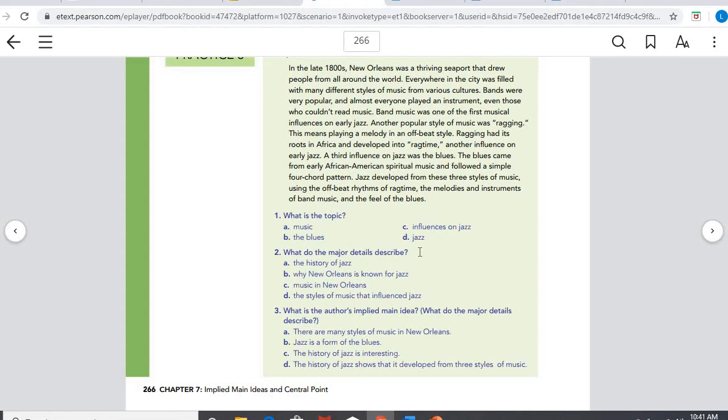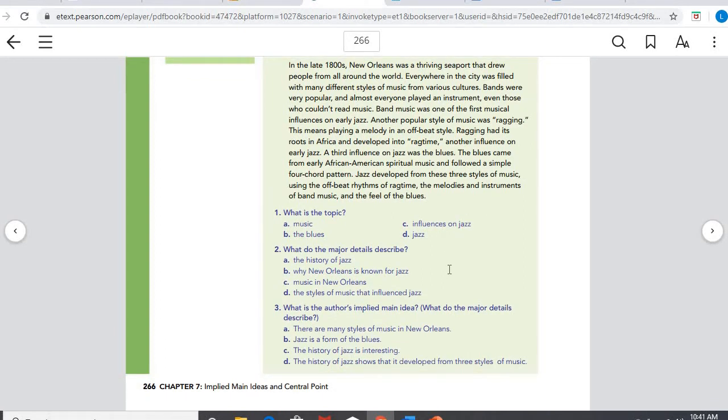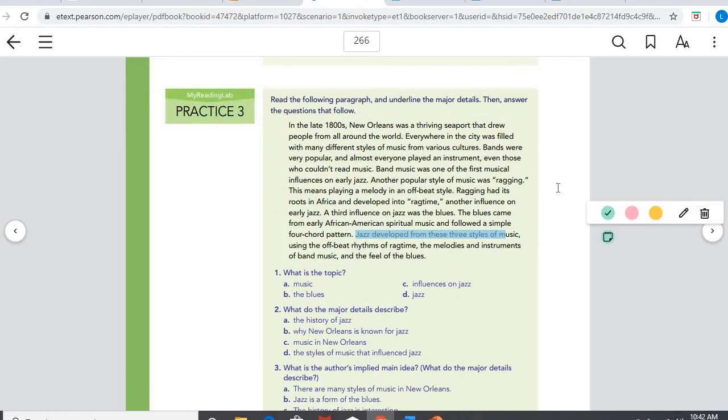So what are the major details? Well, 1 basically answered 2 for us. The styles of music that influence jazz, D. And then the implied main idea, if we know the topic is jazz and that we're talking about the influences on jazz and the styles of music that influence jazz, if you look at your 4 choices for number 3, D is our best answer. The history of jazz shows that it developed from 3 styles of music. And it basically says that in so many words there in the paragraph, right there.